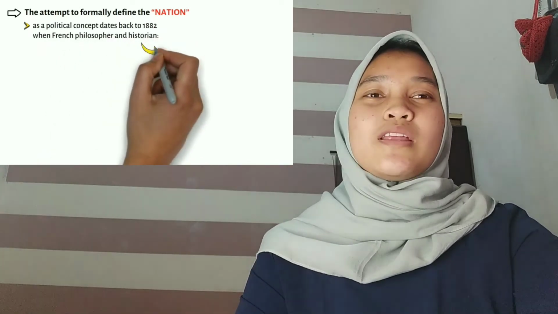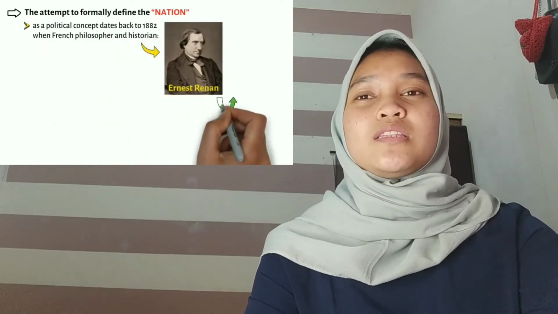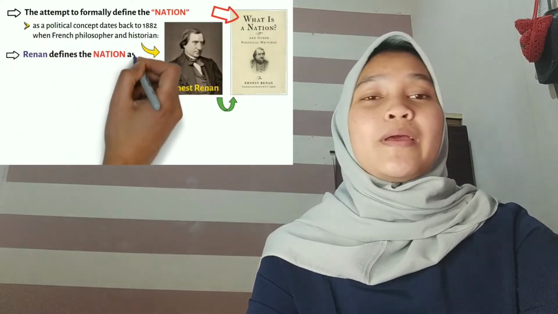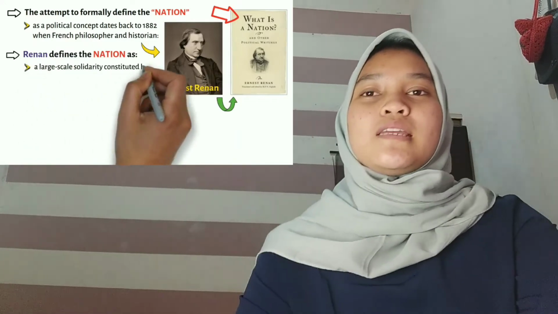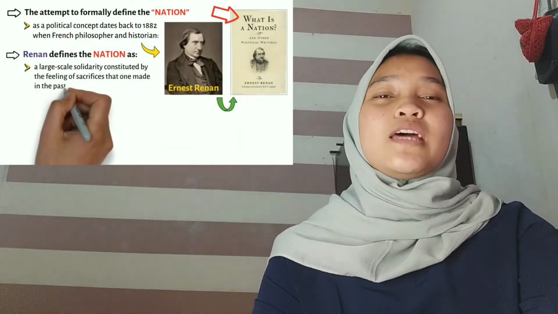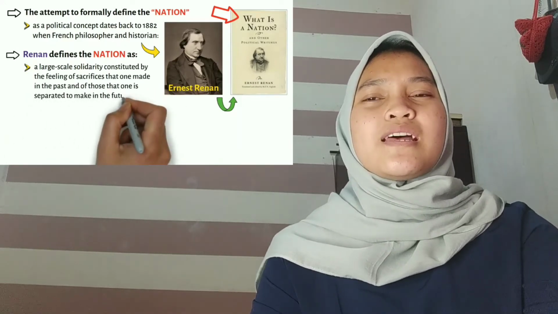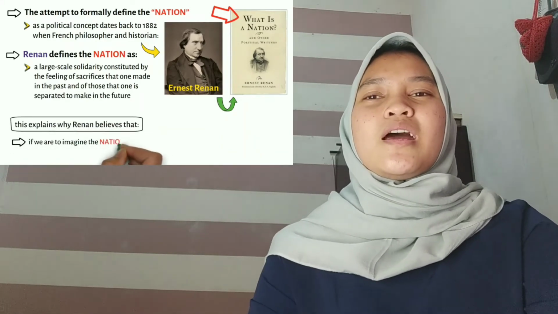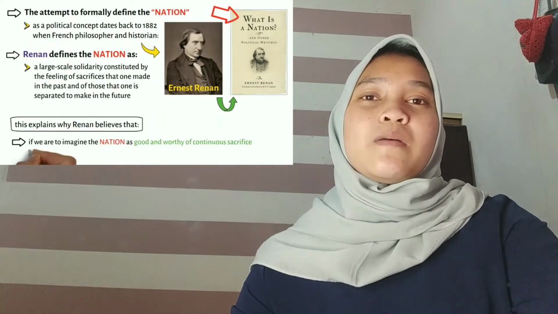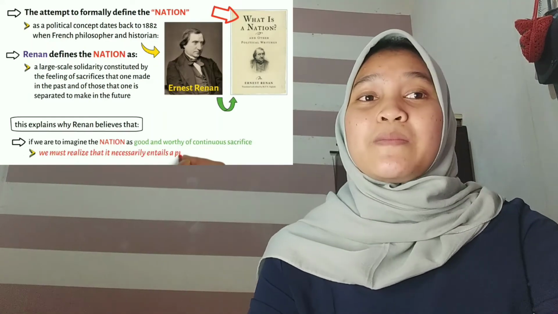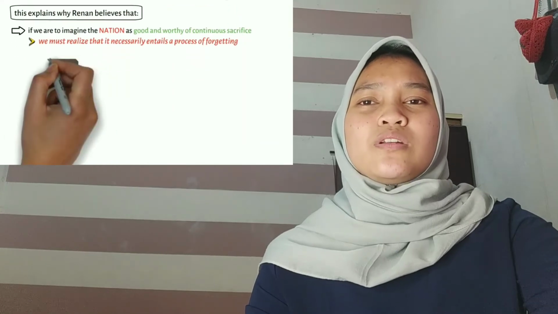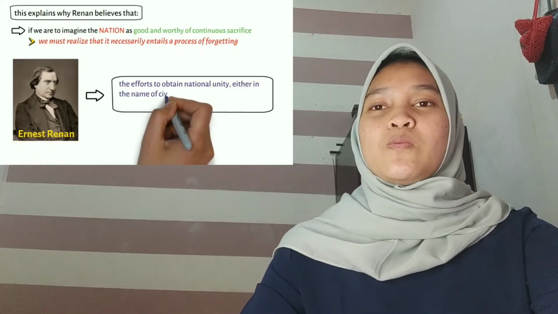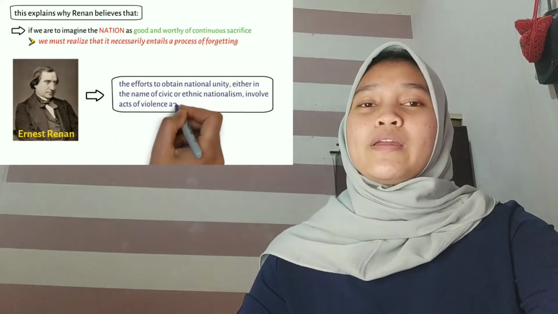philosopher and historian Ernest Renan published his seminal essay titled, What is a Nation? In this essay, Renan defines the nation as a large-scale solidarity constituted by the feeling of sacrifices that one made in the past and of those that one is prepared to make in the future. This explains why Renan believes that if we are to imagine the nation as good and worthy of continuous sacrifice, we must realize that it necessarily entails a process of forgetting. This is because, for Renan, the efforts to obtain national unity, either in the name of civic or ethnic nationalism, involve acts of violence and subsequent forgetting.